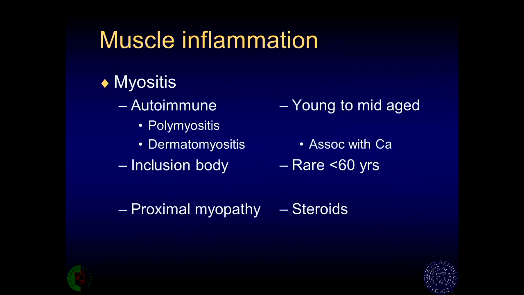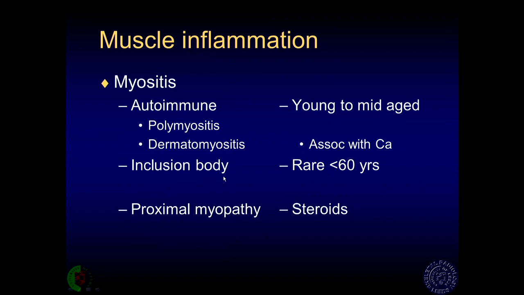Just going to talk a little bit about muscle inflammation. Myositis has a variety of causes. The main cause we see is autoimmune. This tends to affect young to middle-aged patients. The two main types we see are polymyositis and dermatomyositis. Dermatomyositis has a higher association with paraneoplastic syndromes.